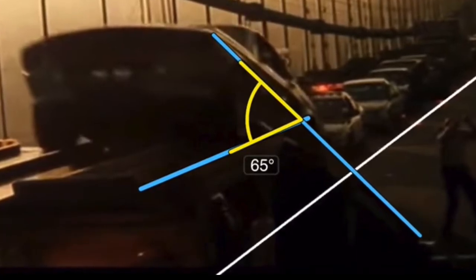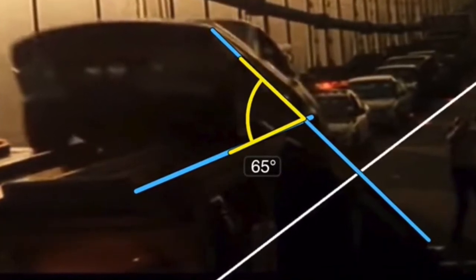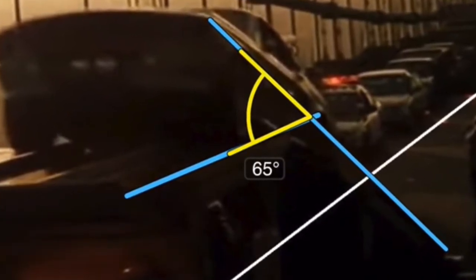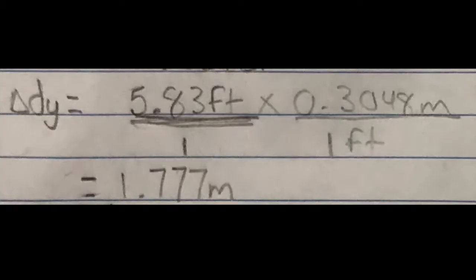Kasha helped me by using some digital analyzing software to find out that the ramp actually had an angle of 65 degrees. To find out the height, I referenced a frame where a person was standing next to the ramp. An average American male is 5 foot 10 inches, which translates over to 1.77 meters.